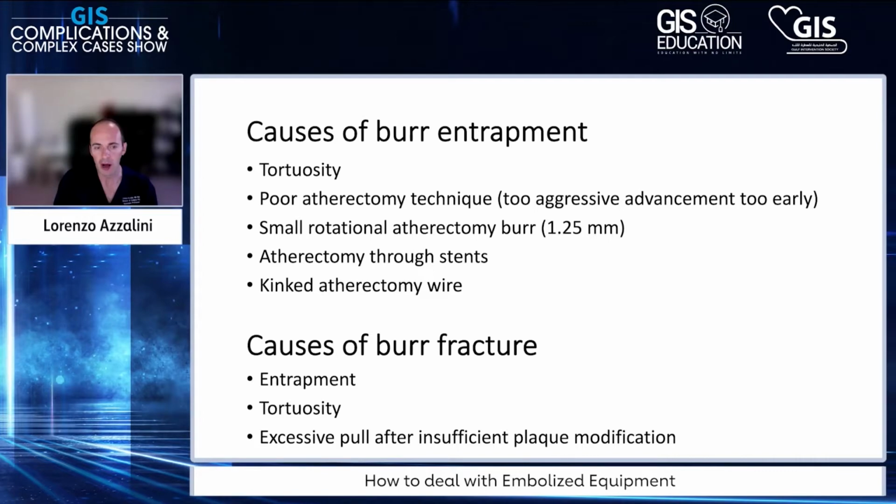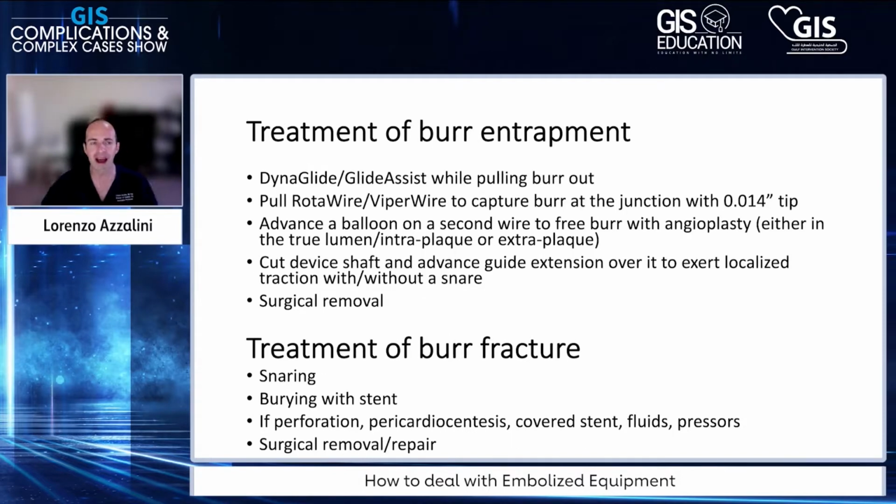Of course, after entrapment, if we try to pull it out too aggressively, it can fracture from the rotoblade or CSI shaft, or, in case of tortuosity, from excessive pull after insufficient plaque modification. For burr entrapment, first we should try to dynaglide or glide assist, depending on the device, while pulling the burr out. Then we should be mindful that the distal part of the atherectomy wire has a 0.014 tip that is larger than the actual inner lumen of the atherectomy component of the device. So if we pull it out, we will hook up the burr.